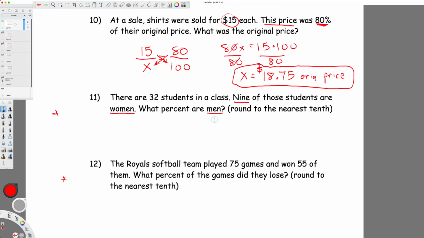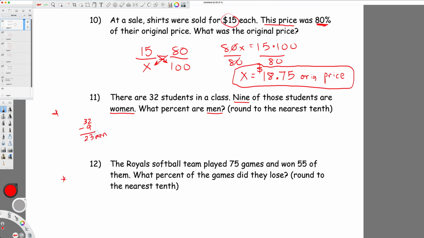So we have 2 routes we can go. We can use this 9 and the fact that there's 32 students in the class, and we can calculate how many men there are. So then my proportion is going to be men out of total is percent out of total, or percent out of 100. That's one option, so let's set it up that way. To calculate the number of men, I would take 32 students minus 9 women and get that there's 23 men.